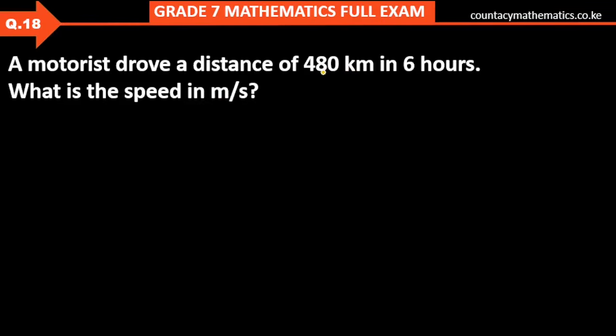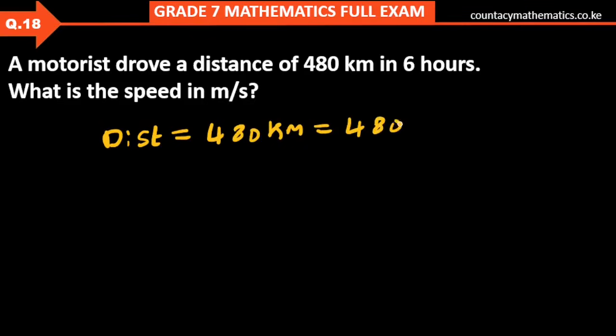What we do there is, for the distance, we have 480 kilometers. That is equivalent to 480, and we multiply by 1,000 to get it in terms of meters. And what do we get here? We get 480,000 meters. What about time?